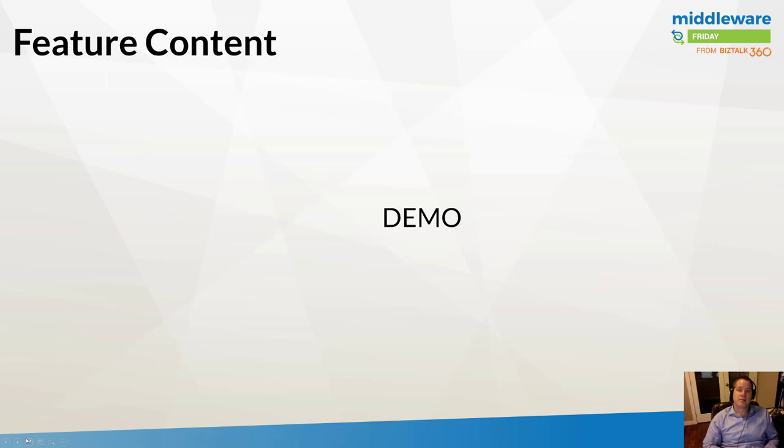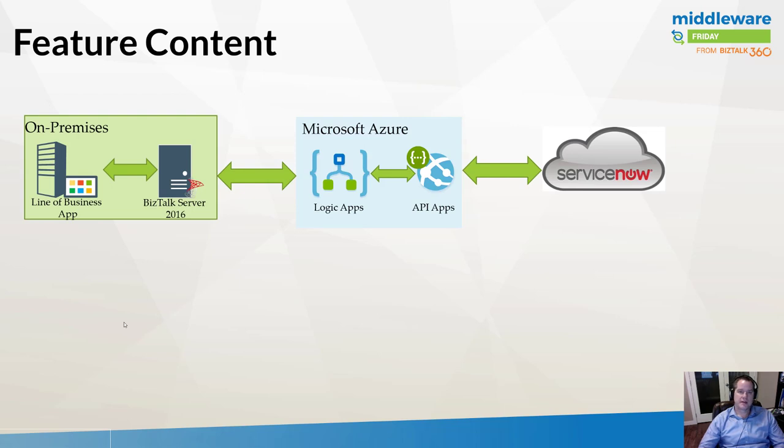So let's jump into a demo. We'll show this in real time. As you may recall from a previous edition of Middleware Friday, I had a solution that had BizTalk 2016 integrating with a line of business application. And when there is an exception, BizTalk would create an event and send that event over to Logic Apps, which in turn would create a ticket inside of ServiceNow. So I'm going to use the same application in order to generate some traffic so that we can actually see the Power BI dashboard update.